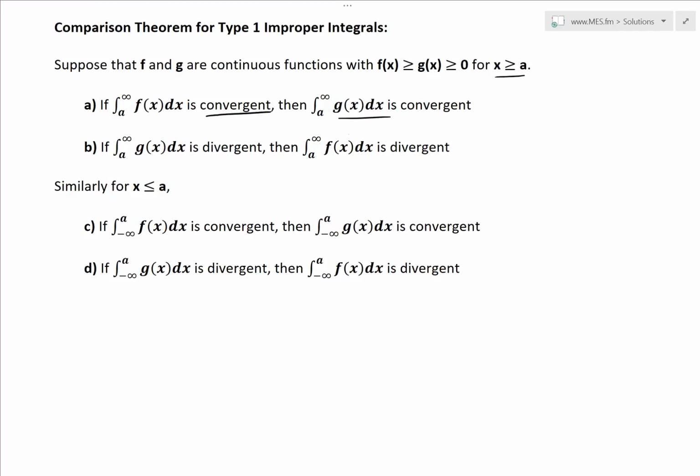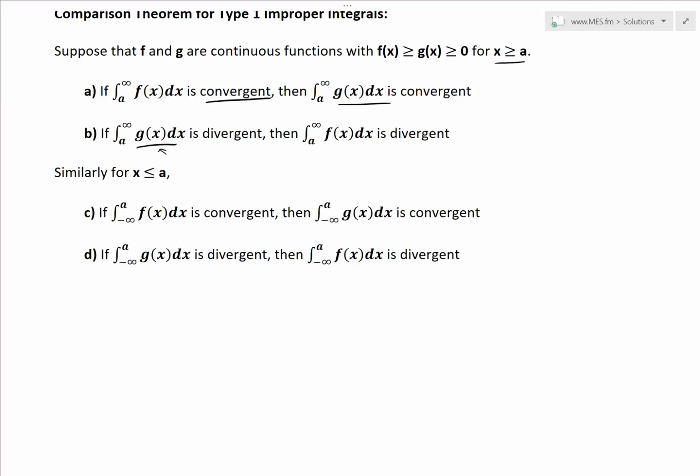And likewise, if the integral from a to infinity of g of x, not f, is divergent, then this means that the integral from a to infinity of f of x is divergent. That's because this is always greater than this integral. So if this integral is going to infinity, the integral, or the area under the curve of f of x, is also going to infinity.